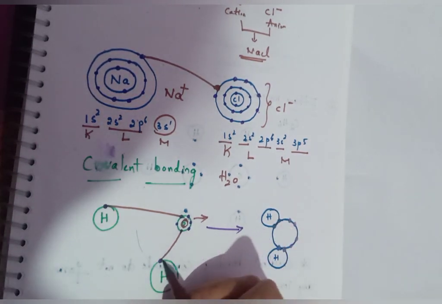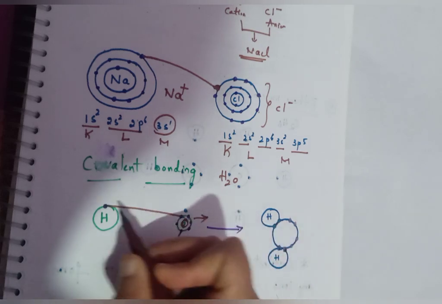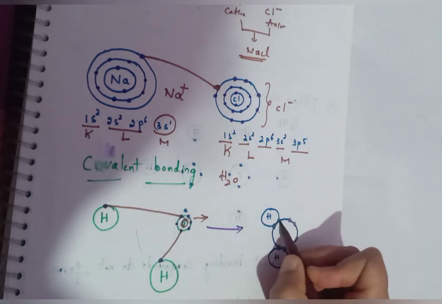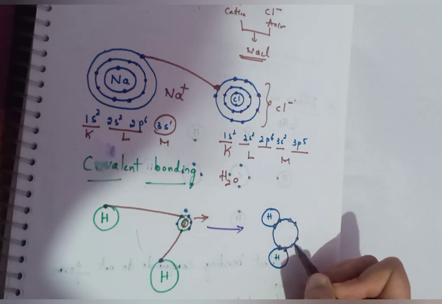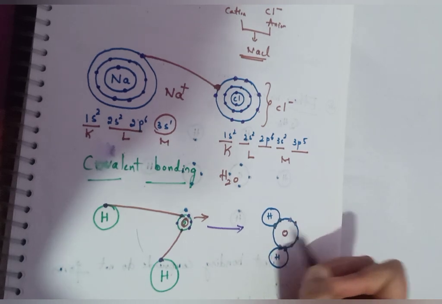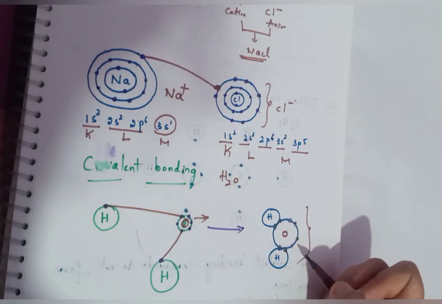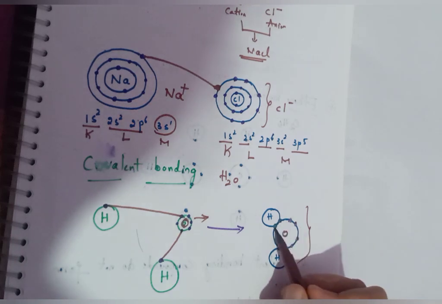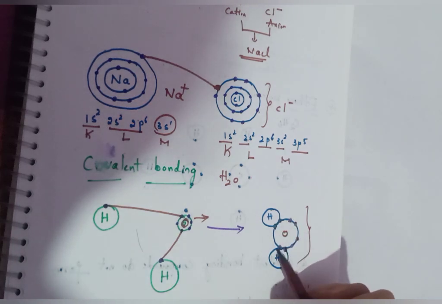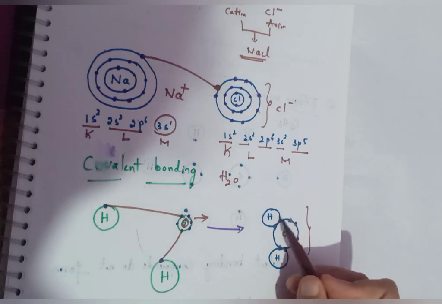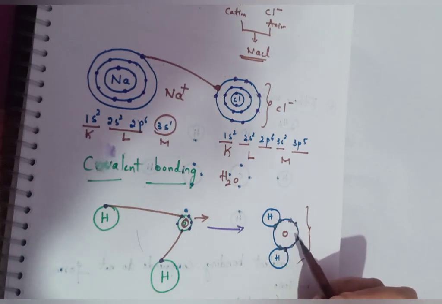So here you can see this electron and this electron I have mentioned here, and this electron and this electron I have mentioned here, and another 4 electrons of the oxygen are present here. So the oxygen is having 1, 2, 3, 4, 5, 6, 7, 8 electrons. So oxygen also attained noble gas configuration.